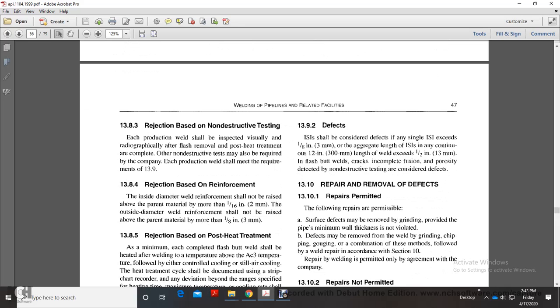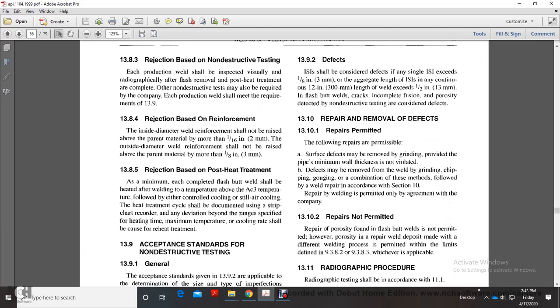13.8.4, Rejection based on reinforcement. Inside diameter reinforcement shall not be raised above the parent material by more than 1/16 of an inch. The outside diameter weld reinforcement shall not be raised above the parent material by more than 1/8 of an inch.